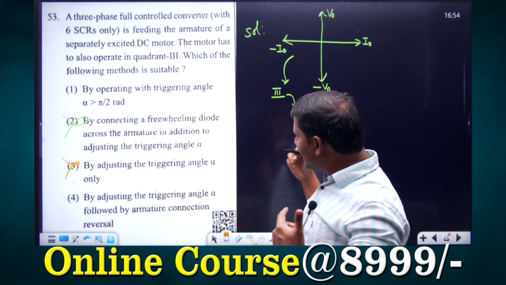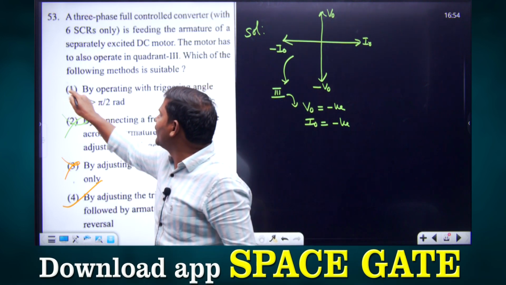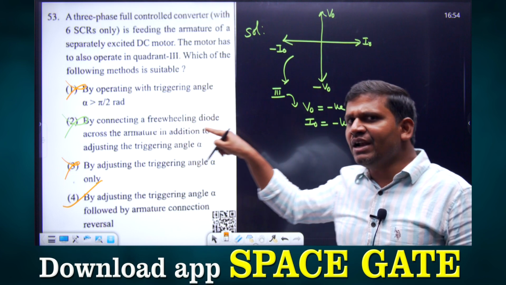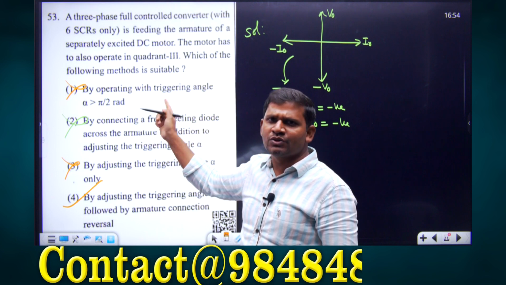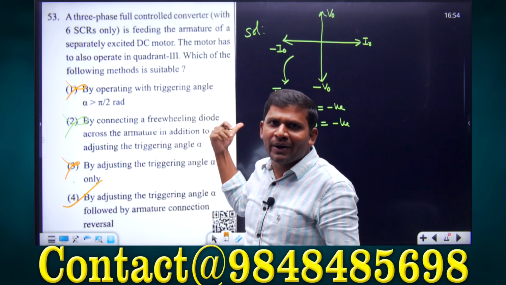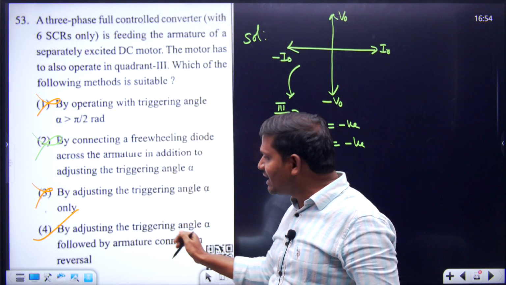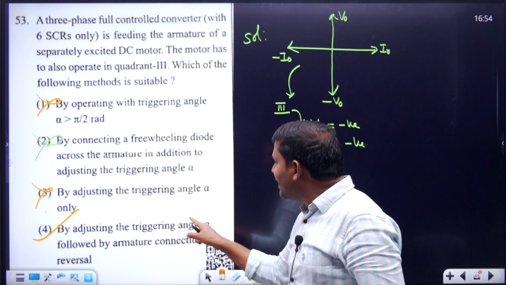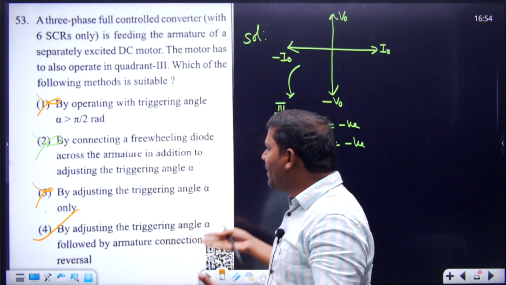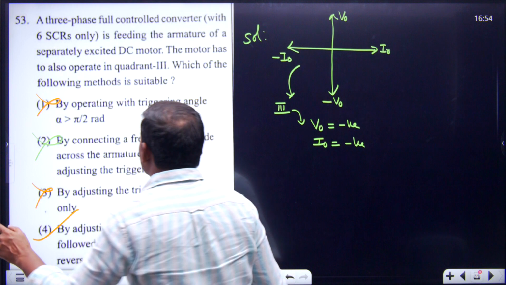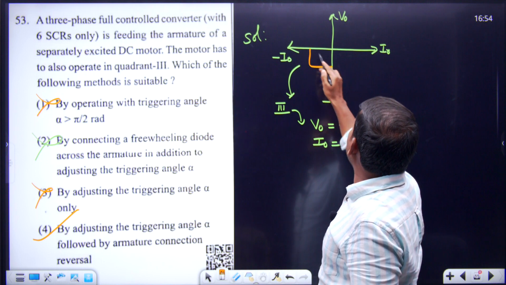By adjusting the triggering angle alpha followed by armature connection reversal, yes, the fourth statement is correct, and then automatically the first statement is wrong. Why? In the first statement they said you have to maintain only alpha greater than pi by 2, that is 90 degrees. Yes, voltage becomes negative, but what about the current? Because you have to operate in the third quadrant. Here, adjusting the triggering angle alpha means you can adjust alpha to be greater than 90 degrees, followed by armature connection reversal. Then only the fourth statement is correct. You have to concentrate on that. Then in which quadrant can we operate this? Third quadrant.